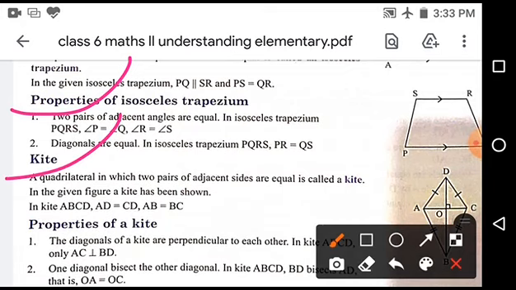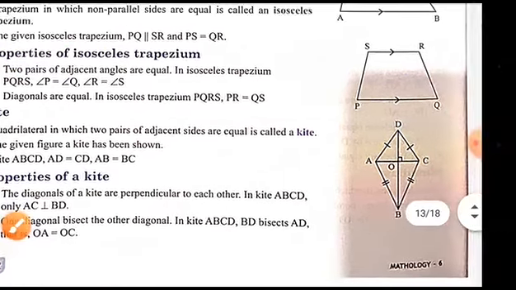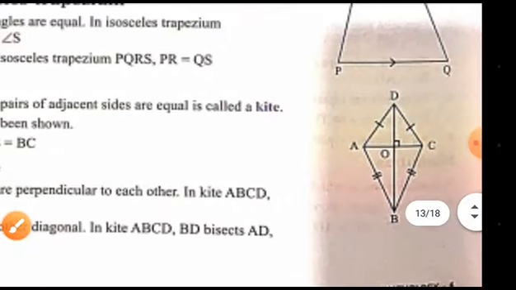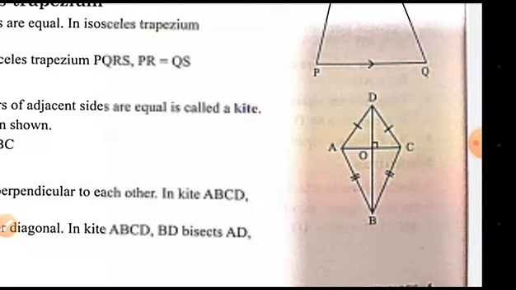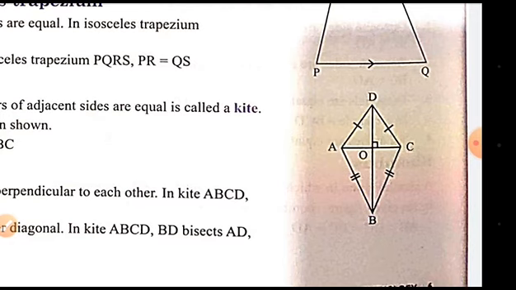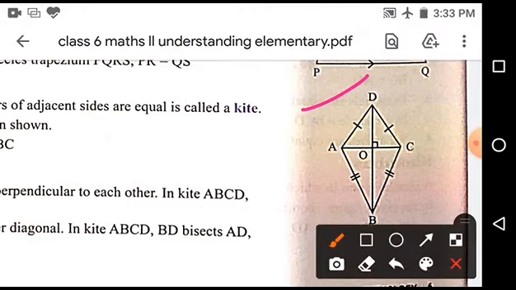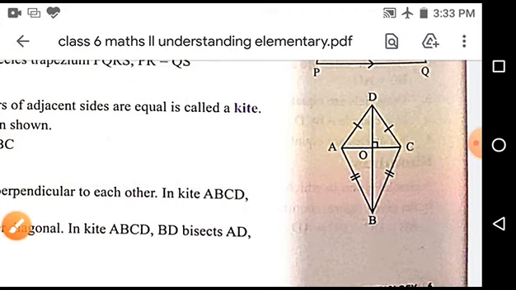Next one is kite. It is a very familiar diagram, and I think you all know about a kite. In the case of a kite, two adjacent sides are equal. That means in the figure, AD is equal to CD and AB is equal to AC. And the diagonals are at 90 degrees, meaning both diagonals cut each other at 90 degrees.